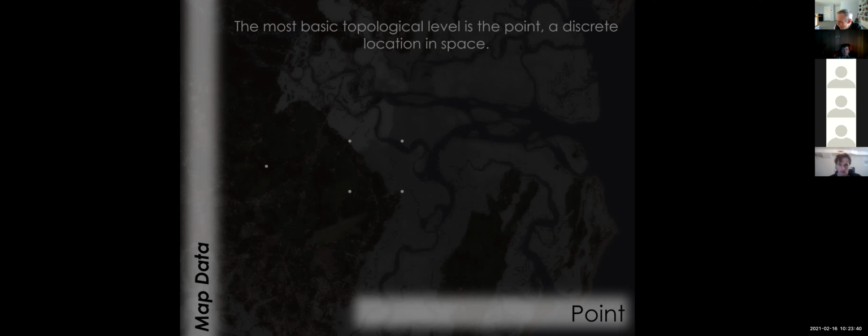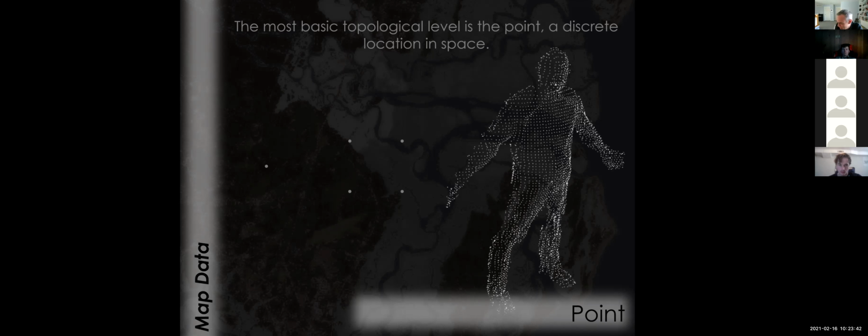And then when you have large collections of points, particularly in 3D space, that's referred to as a point cloud. And that can imply both planar and volumetric relationships. So in this case, we have a collection of points in 3D space that begin to represent a human form.